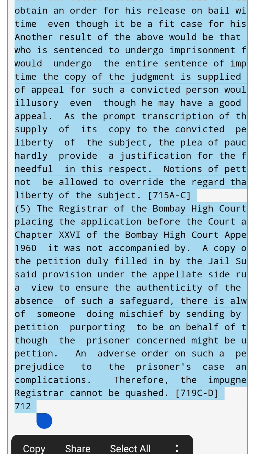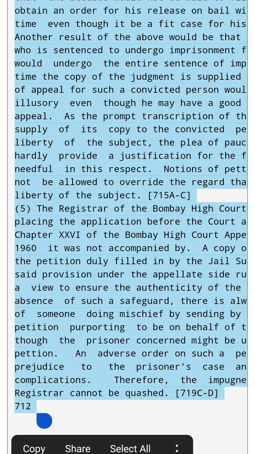3. Types of rules in the CRPC. In this code, there are 2 kinds of rules. A. Important rules, vital rules. These are rules that must be followed for the trial to be fair. If these rules are ignored, the trial can be considered unfair or even invalid. Example, if someone is put on trial but doesn't get a chance to speak or defend themselves, it's unfair. This rule is vital because it protects the rights of the accused.